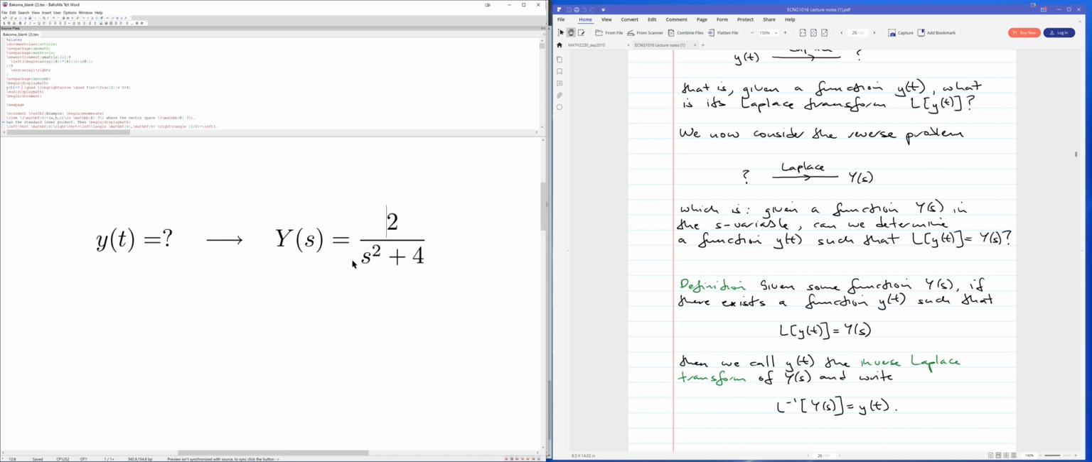So for a function of s that is, in this case, given to you, such as 2 on s squared plus 4, if you can work backward and get the function y of t such that when you take the Laplace of y of t, you get y of s, then the small y of t is called the Laplace inverse of y of s.